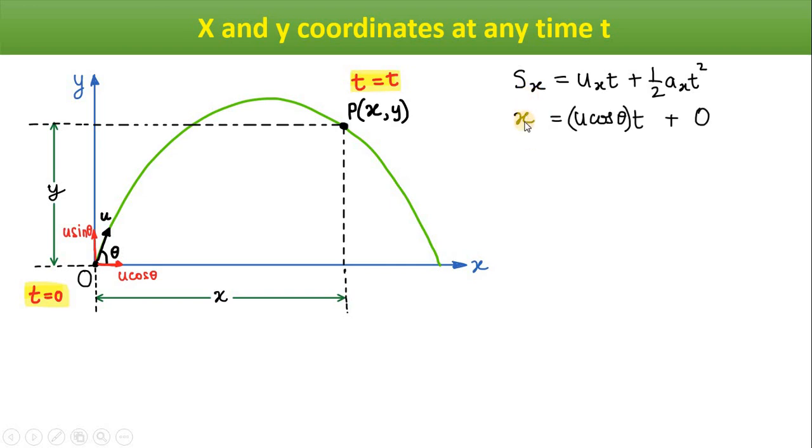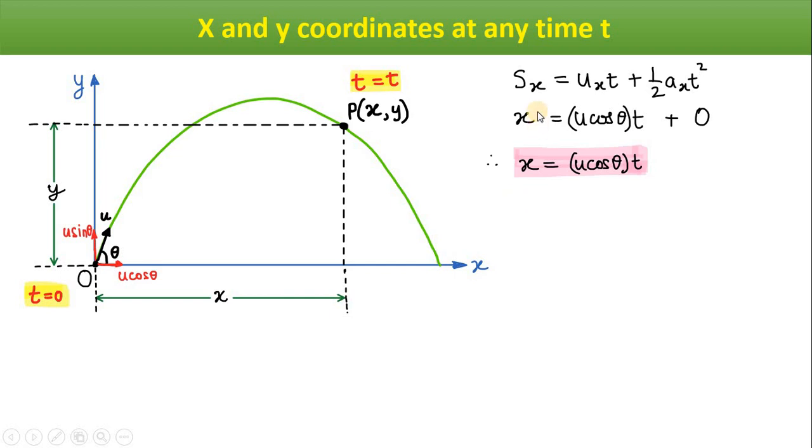Definitely, the displacement along the x direction is this x coordinate x. Ux, we know, is u cos theta, time taken is t, small t only, and plus the acceleration along the x direction is 0. We know that in projectile motion, horizontal acceleration is 0. Therefore, we obtain our first result: the x coordinate at any time t is u cos theta into t.